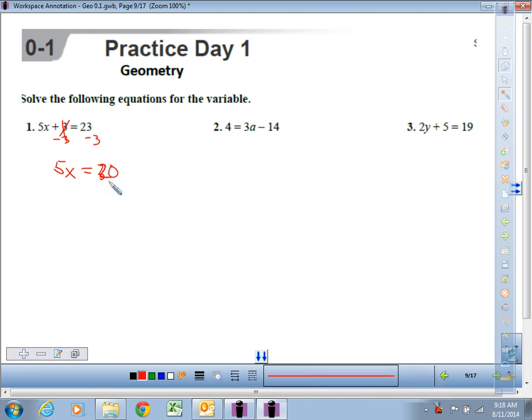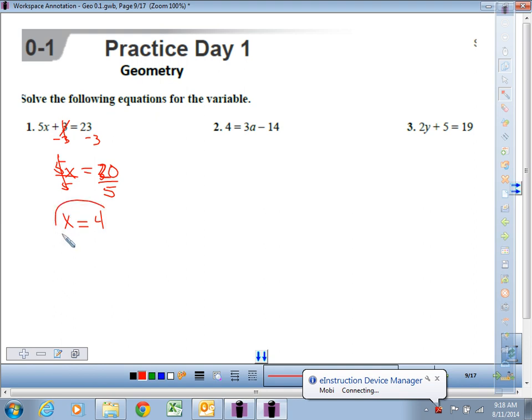is 20, and then we have a 5 times x, so we want to get rid of the times 5, so we divide, and that is the division property of equality. So we divide both sides by 5, so x is, what, 20 divided by 5 is 4, so x is 4. Now last year you probably were made to check that. We're not going to check that because that looks right. We can check it real quick mentally if we want to. 5 times 4 is 20, 20 plus 3 is 23, 23 equals 23, check. Right. So let's move on to the next ones.